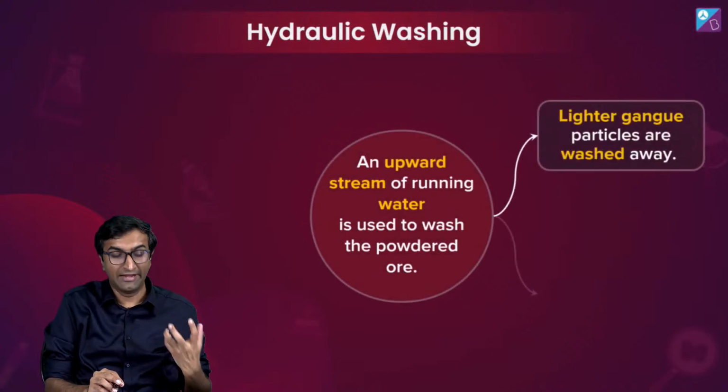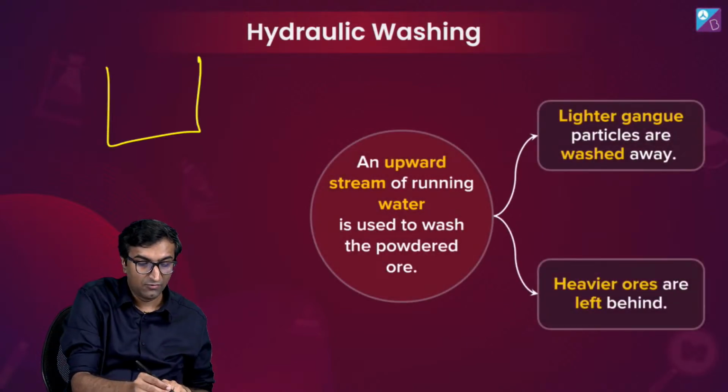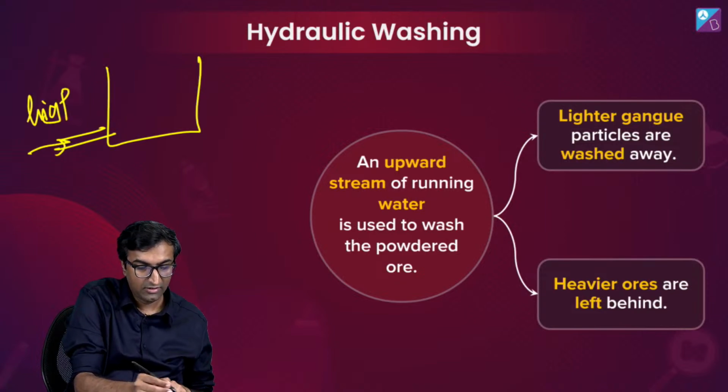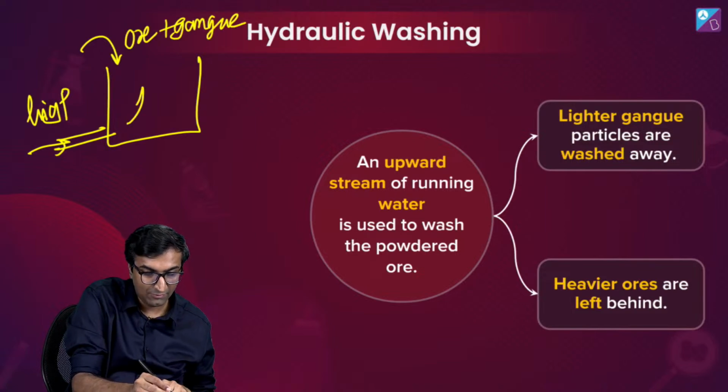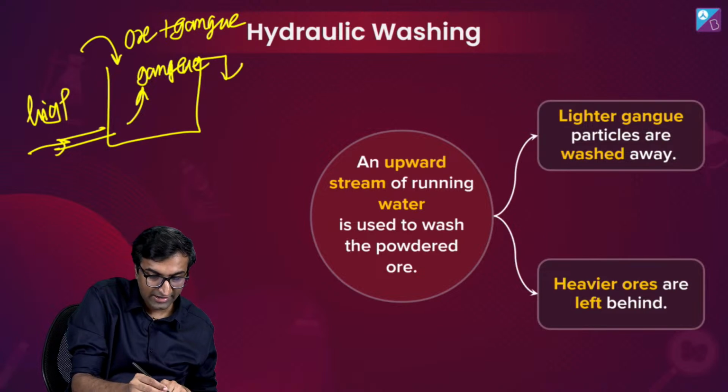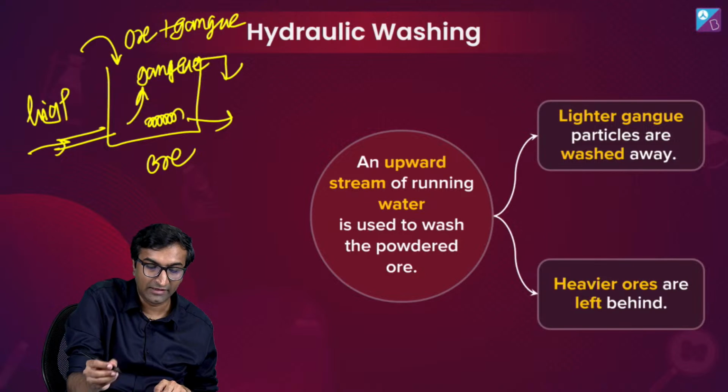So another way of looking at this is, I have another setup where from the bottom I have very high pressure water, and from the top I pour in ore and gangue. Now this high pressure water is able to push up the gangue, and you collect it from here, and the ore is collected from the bottom here. This is another way of doing it.